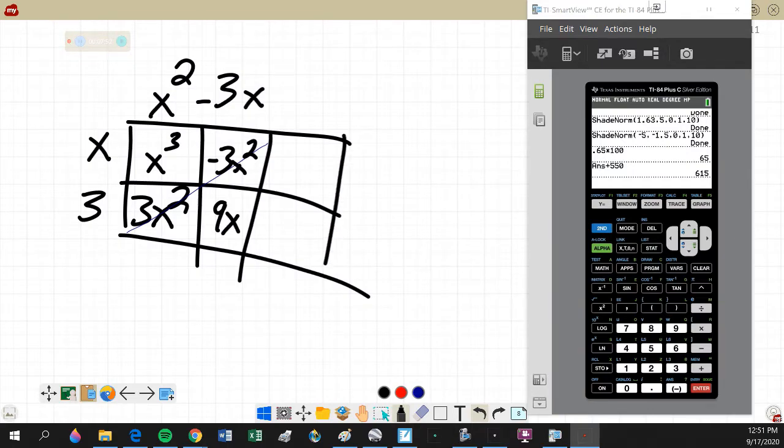Add a column. These two need to add up to be 0 because there's no x term. So, oh, that's a -9. So 9x plus 9, 27, and I'm done. Okay, everybody good with that?